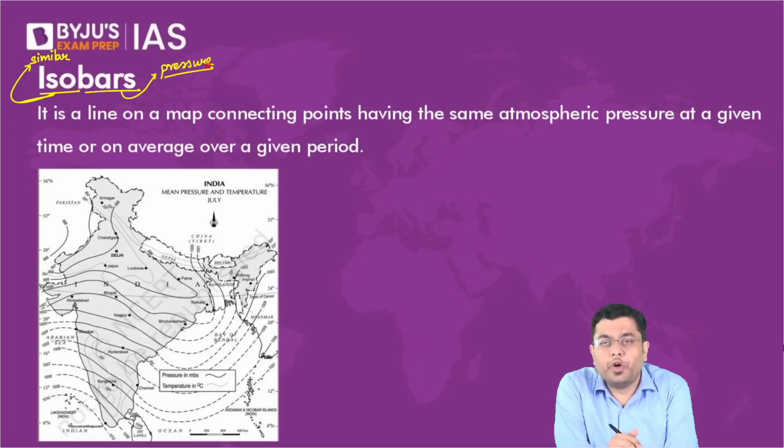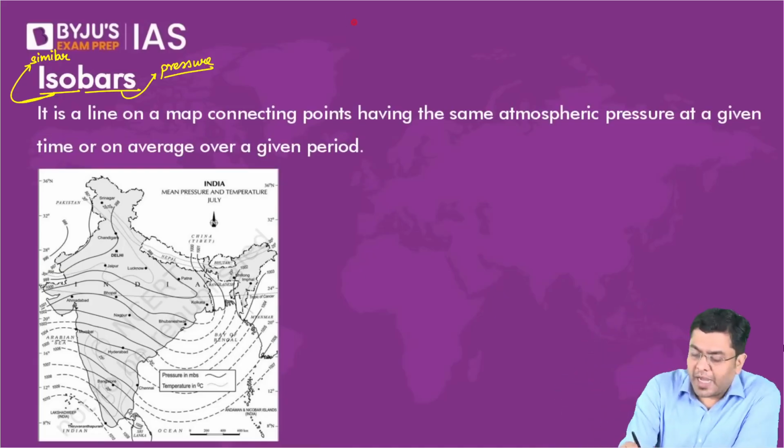Just like what we saw in the case of isotherms, here also in the case of isobars, we can never have a condition where two isobars can crisscross each other. So no two isobars will ever crisscross each other.